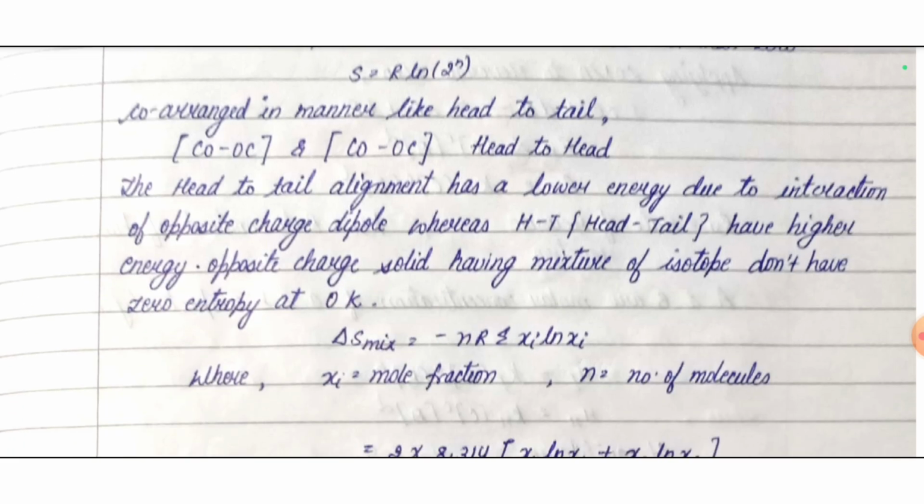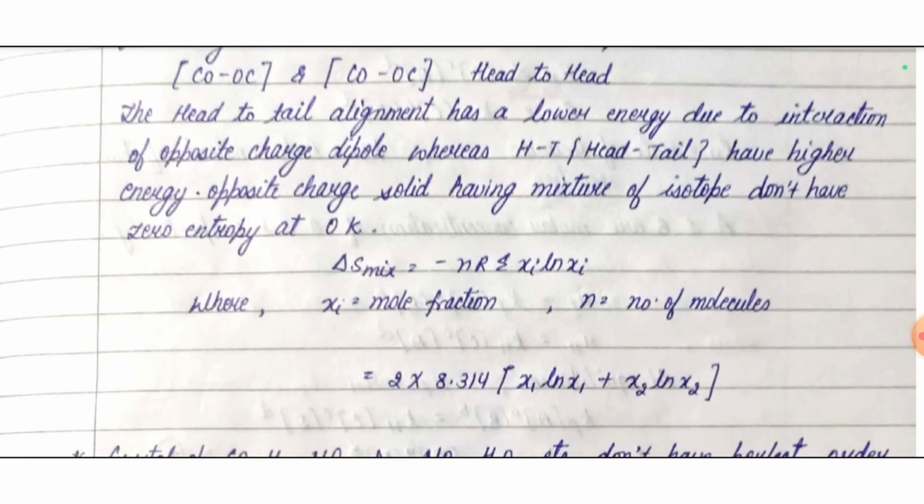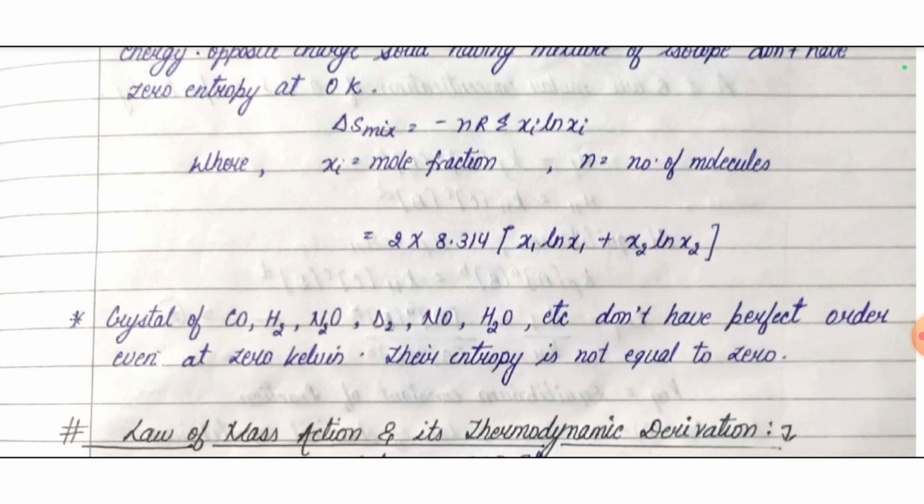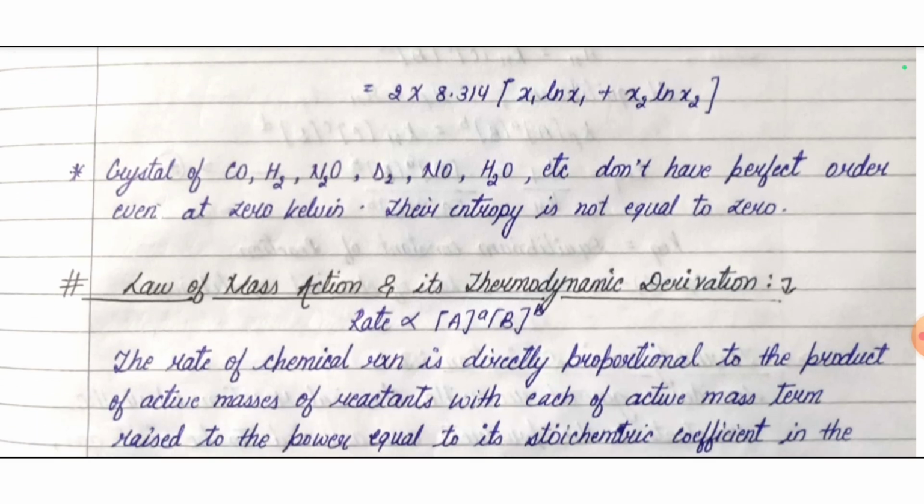The head to tail alignment has lower energy due to interaction of opposite charge dipoles, whereas head to head has higher energy. Solids having a mixture of isotopes don't have zero entropy at 0 Kelvin. So delta S mixture is equal to minus R times the summation of xi ln xi, where xi is the mole fraction and n is the number of molecules.